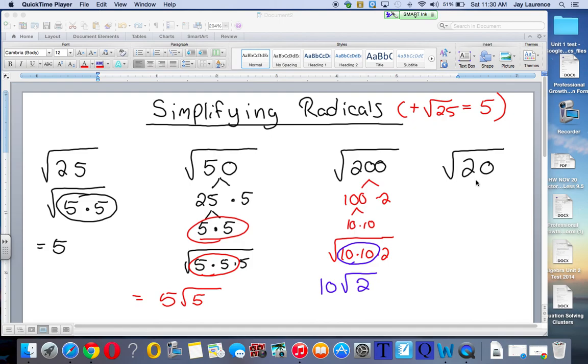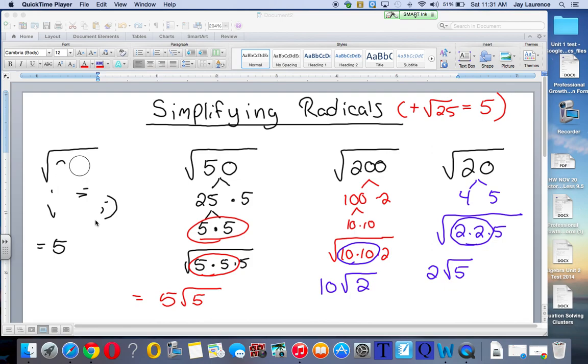20. What's the largest perfect square that's a factor of 20? Well, I think it's 4, and it's times 5. And so I can think about the square root of 20 as 2 times 2 times 5. These 2's go out on a date, and then we have a rad 5 stuck at home. 2 rad 5, 2 times the square root of 5, positive square root of 5. Okay? I better do a couple more before I give you the problems, just so you can see.